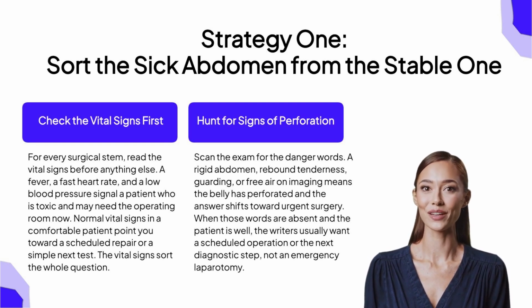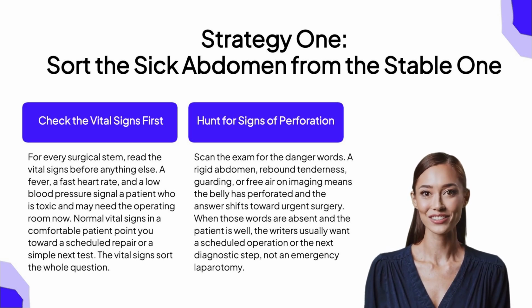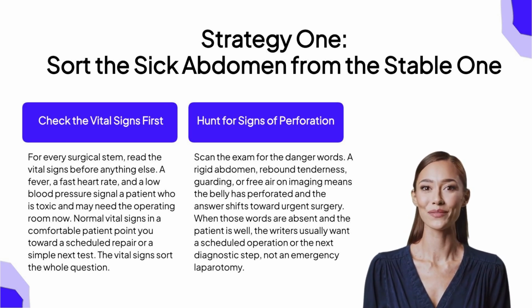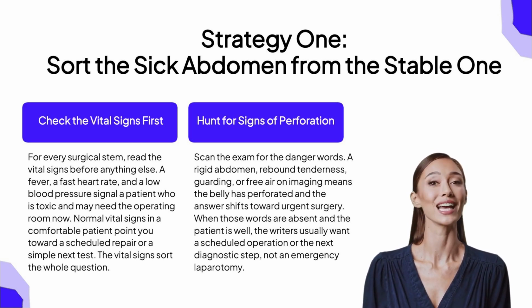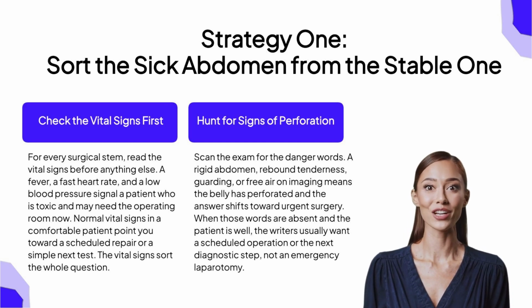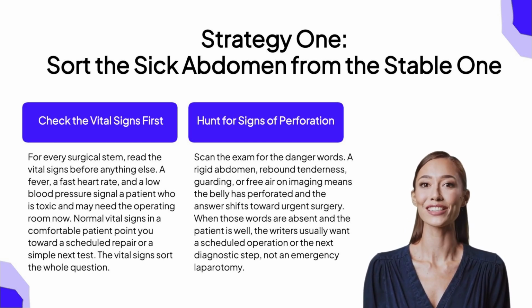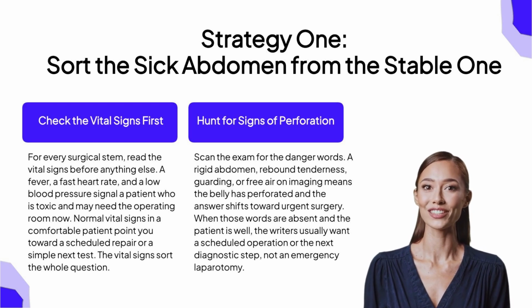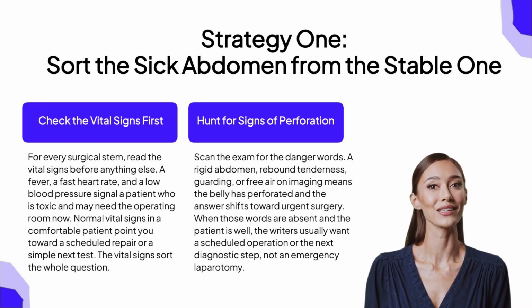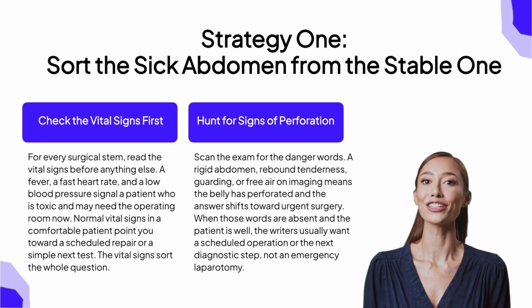A fever, a racing heart, and a falling blood pressure describe a toxic patient, and the answer leans toward urgent surgery. A comfortable patient with normal vital signs usually needs a scheduled repair or a simple next test. Next, hunt for the danger words that mean the belly has perforated. A rigid abdomen, rebound tenderness, guarding, or free air on imaging all push the answer toward the operating room. When those words are missing and the patient looks well, the writers want the scheduled operation or the correct next test. Run this sick or stable check on every stem.